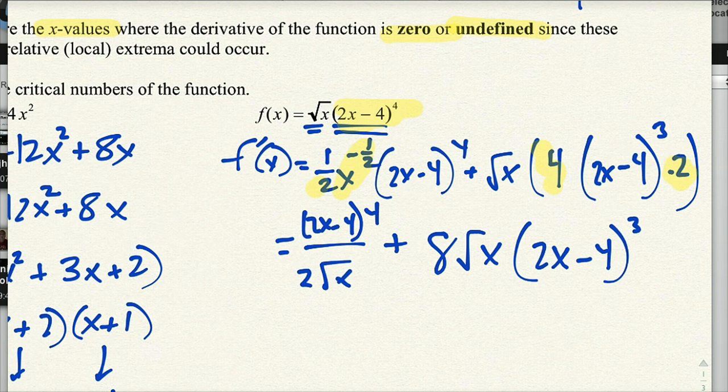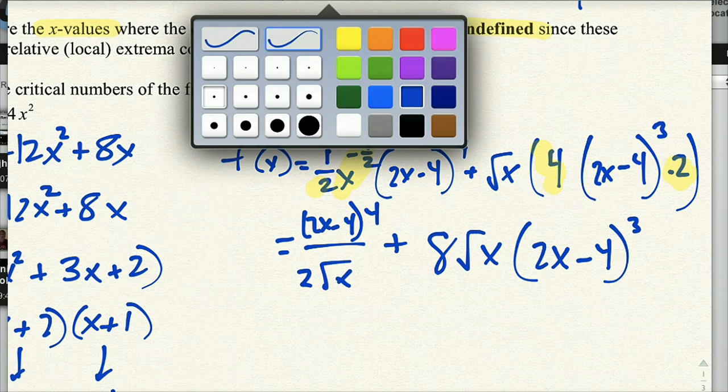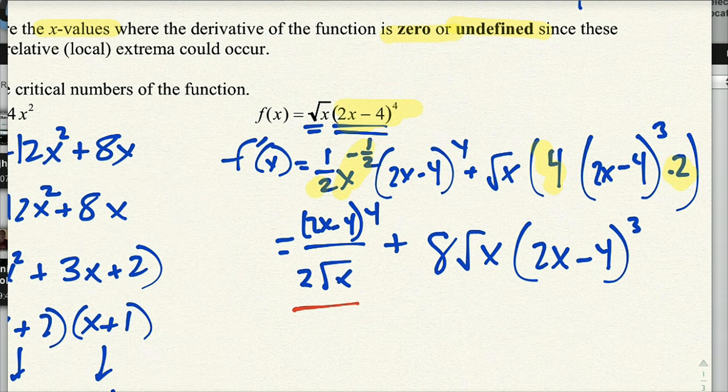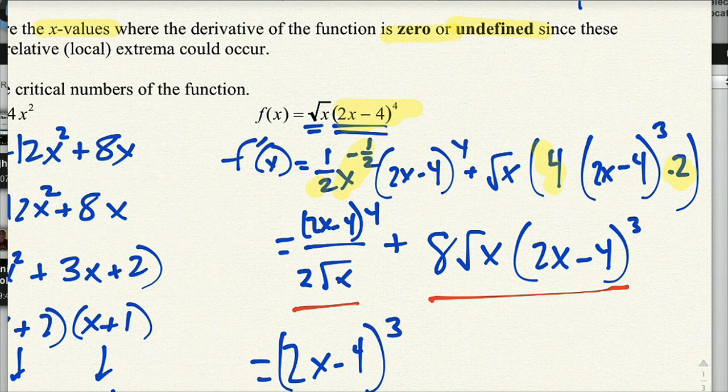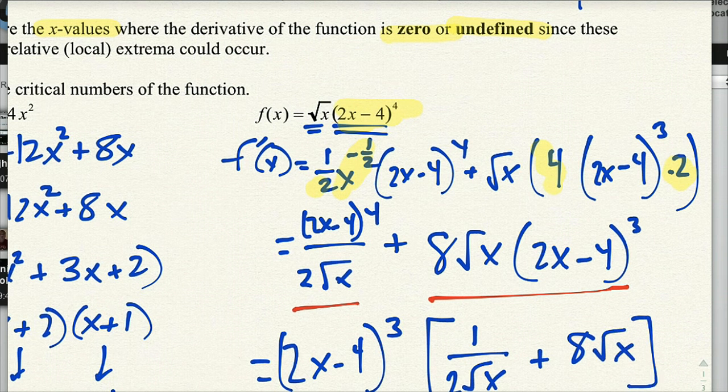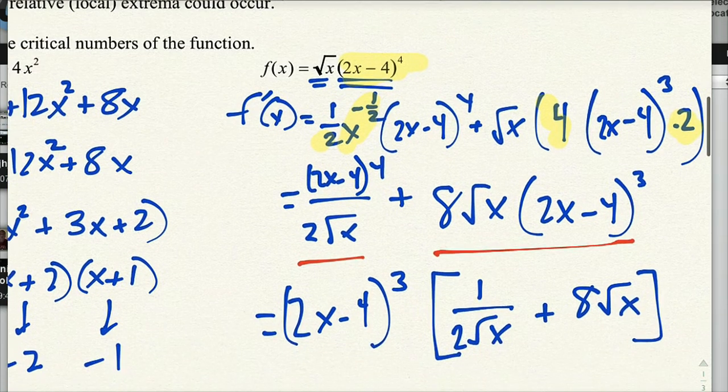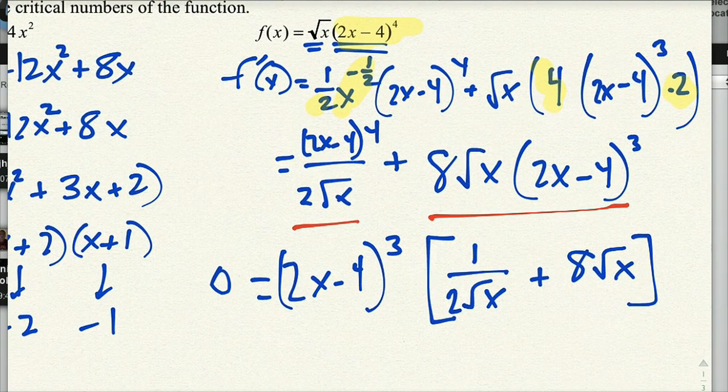First of all, I noticed that in both terms, this is term 1 and this is term 2. You'll notice that I could factor out, they both have 2x minus 4 to the 3rd power. So I'm going to factor that out. I'm going to get 2x minus 4 to the 3rd power, which leaves me, again, factoring out, a 1 over 2 radical x in the first term, and an 8 radical x in the other term. And again, because I'm trying to find the critical number, or trying to find out where the maximum and the minimums are, I'm going to set this equal to 0.